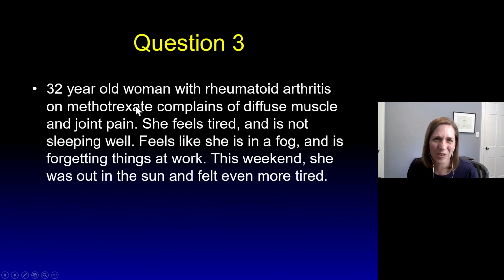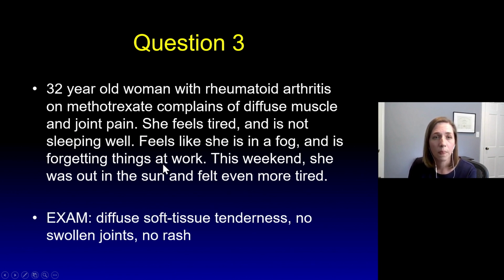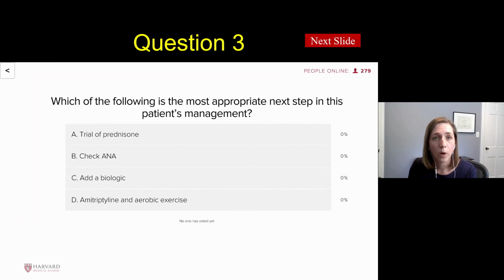So finally, question 3. A 32-year-old woman with rheumatoid arthritis on methotrexate complains of diffuse muscle and joint pain. She feels tired and isn't sleeping well. She feels like she's in a fog and is forgetting things at work. And this weekend, she was out in the sun and felt even more tired. On exam, there's diffuse soft tissue tenderness. There are no swollen joints and no rash. The question is, which of the following is the most appropriate next step in this patient's management?